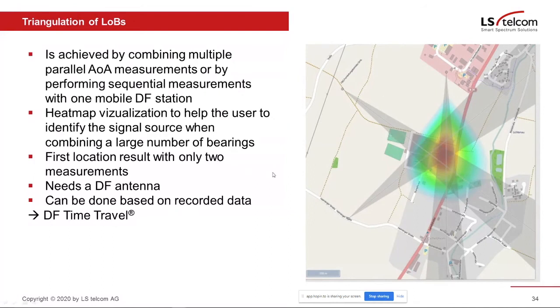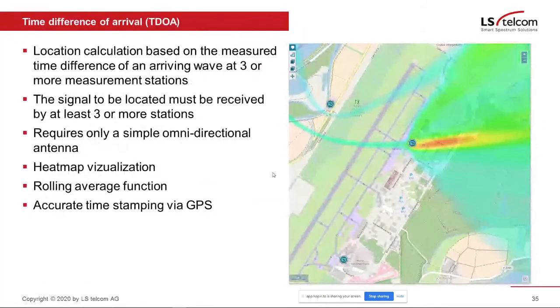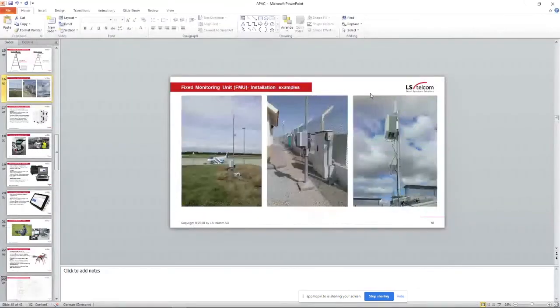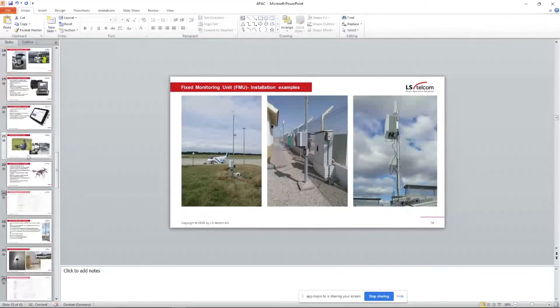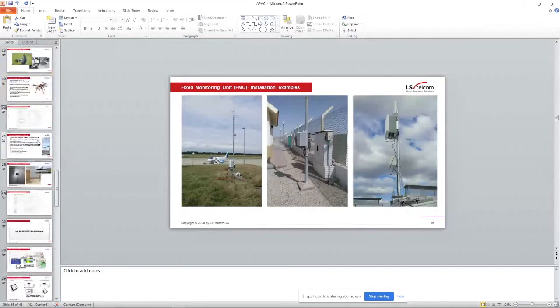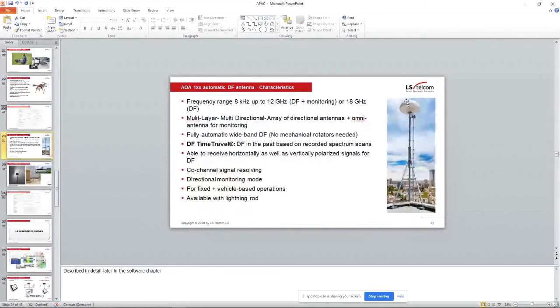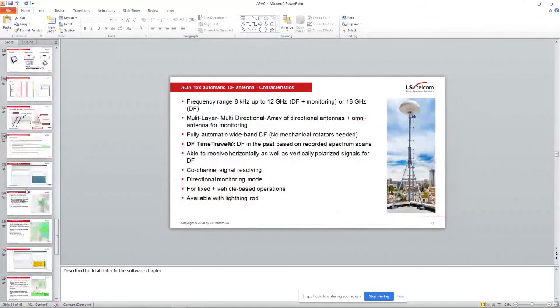The second option is time difference of arrival. With time difference of arrival, you don't need a direction finding antenna. It requires only a simple omni antenna. If I go back in the slides, I can show you such an omni antenna. It's simply this small antenna here. So this is better suited for urban areas where you do not have so much space. There it's difficult sometimes to install a direction finding antenna.